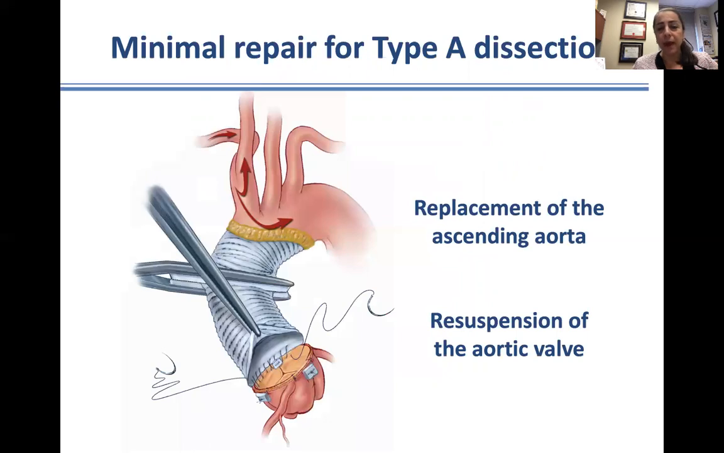The minimal repair for a type A dissection is replacement of the ascending aorta with a Dacron graft and resuspension of the aortic valve. This requires open heart surgery, cardiopulmonary bypass, the use of the heart-lung machine. We also use hypothermia or cooling of the body to protect the brain and the vital organs. This is the most common operation for an acute type A dissection and is done in every cardiac center.